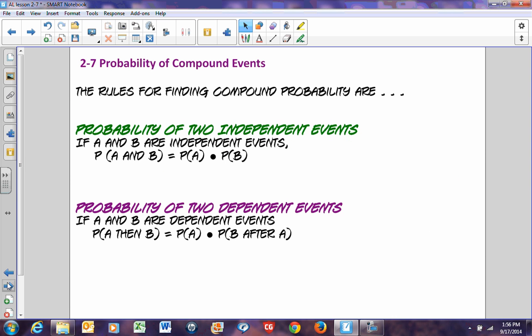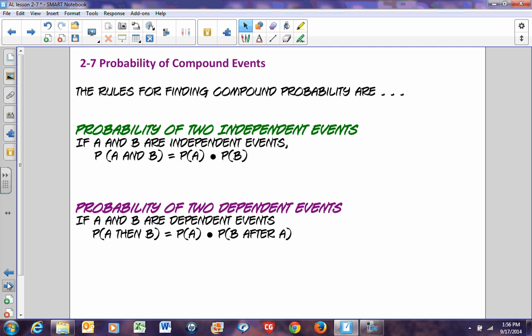So I'm going to do probability of compound events. There are 2 rules for probability of compound events. Probability of 2 independent events: one event that does not affect another event. If A and B are independent, then the probability of A and B is going to be the probability of A times the probability of B.